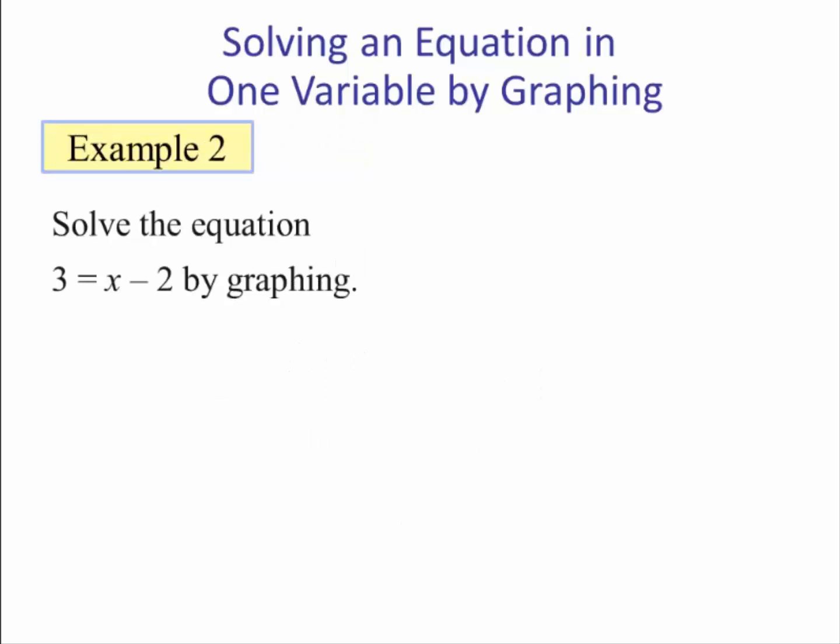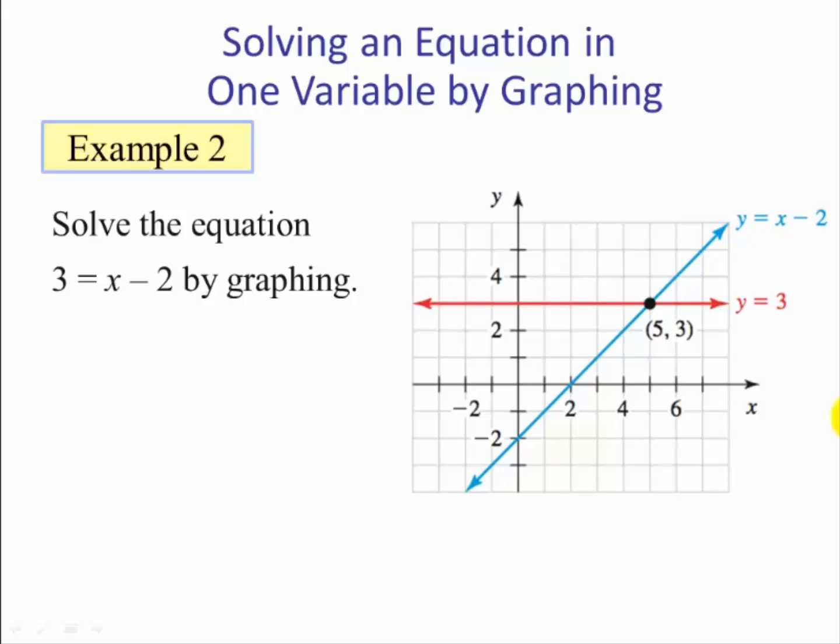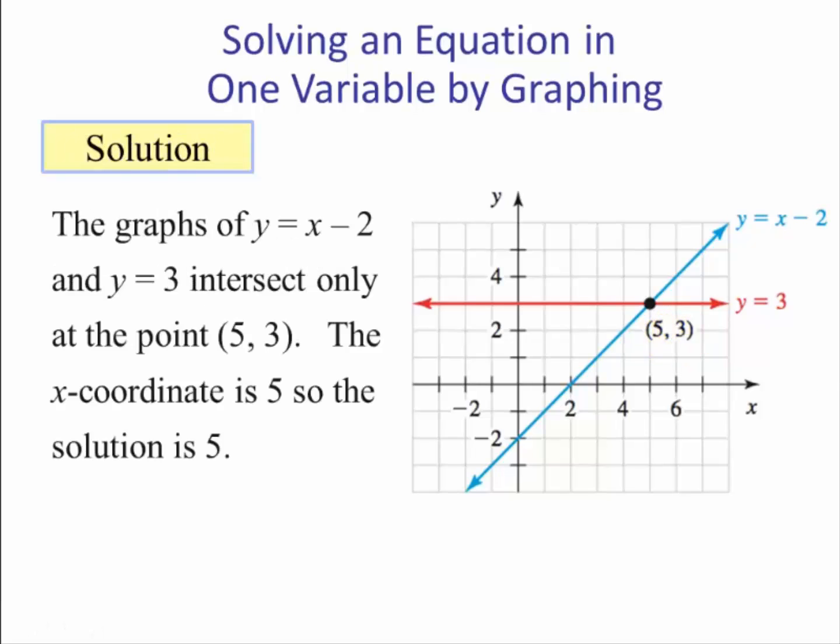Let's do another example. Solve the equation 3 equals x minus 2 by graphing. So our first step is we graph the left-hand side, y equals 3, and then we graph the right-hand side, x minus 2. The y-intercept would be negative 2, and the slope would be 1. Rise 1, run 1. Point of intersection is 5, 3. So the x-coordinate is 5, so our solution is 5.